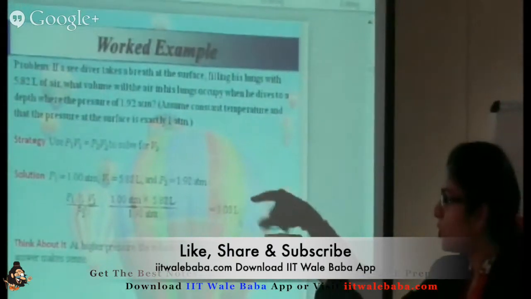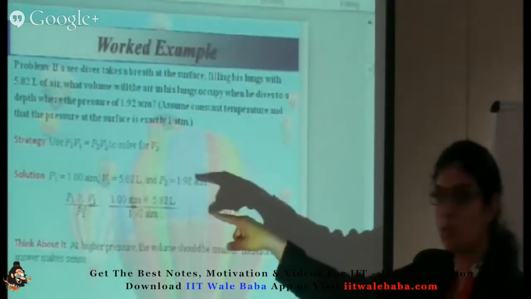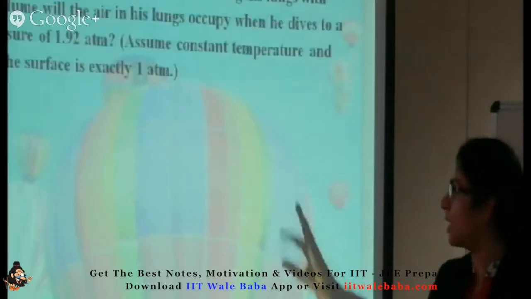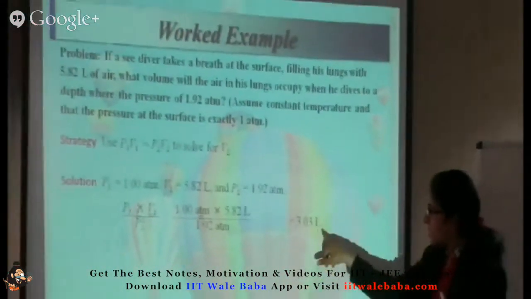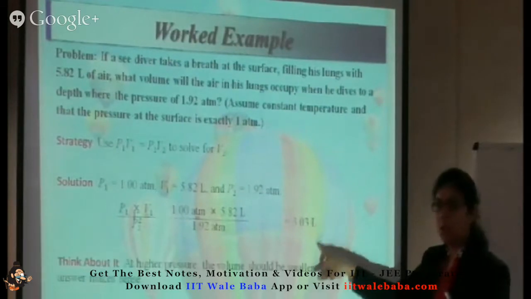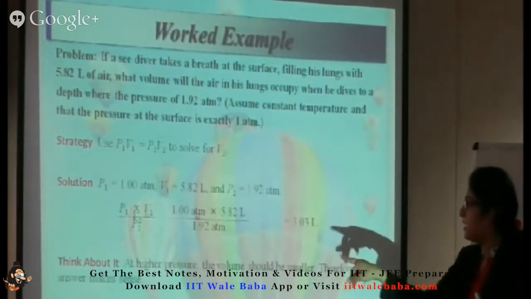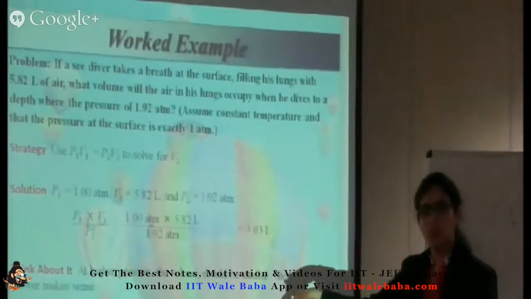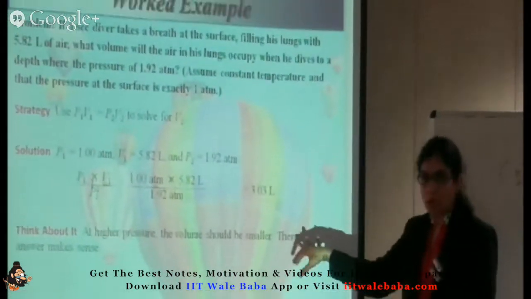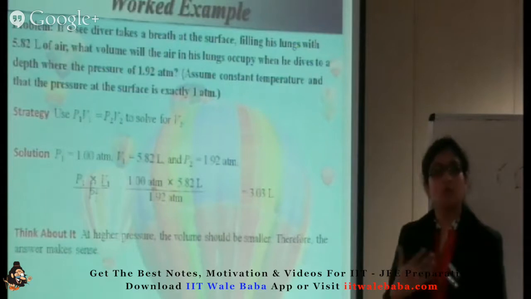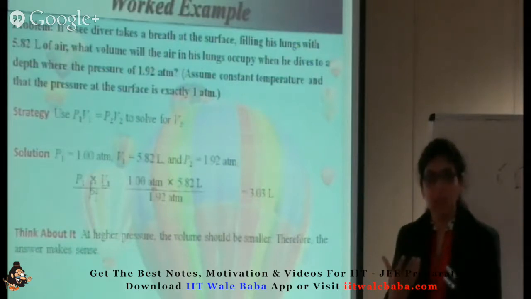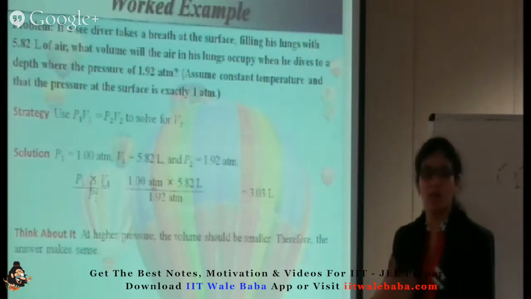Then you can use, slightly rearranged, V2 equals P1 V1 upon P2, and you can see that the answer you are getting is 3.03 liters, right? So you always relate this: at higher pressure volume should be smaller, which you are getting, right? So the volume of air which is dissolved is lesser. It is because of this reason that sea divers carry oxygen cylinders, because there is less oxygen in their lungs and they would then have difficulty to breathe, right?